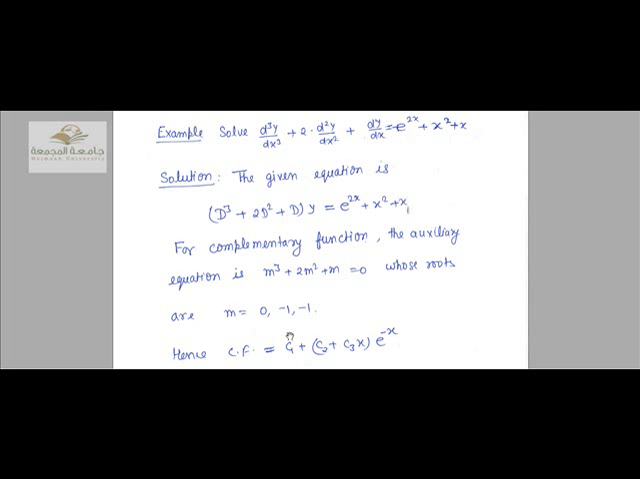For the complementary function, the auxiliary equation is m³ + 2m² + m = 0, whose roots are m = 0, −1, −1. Hence, the complementary function is c1 + (c2 + c3x)e^(−x).